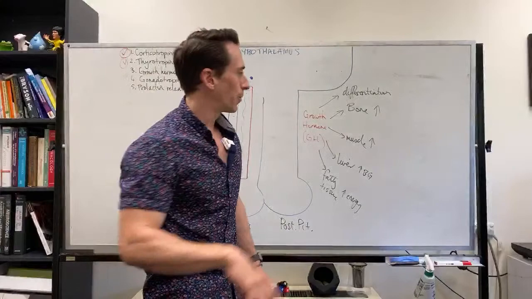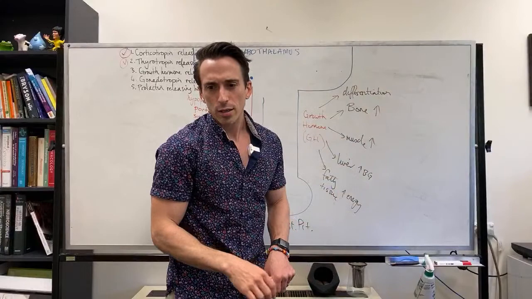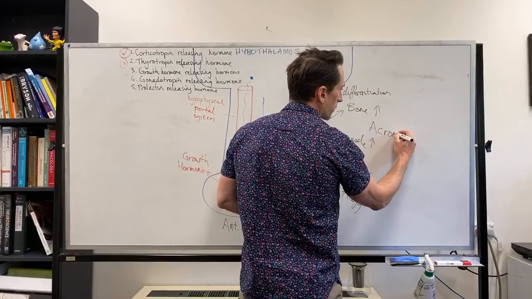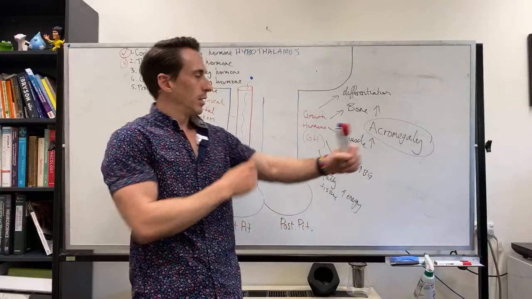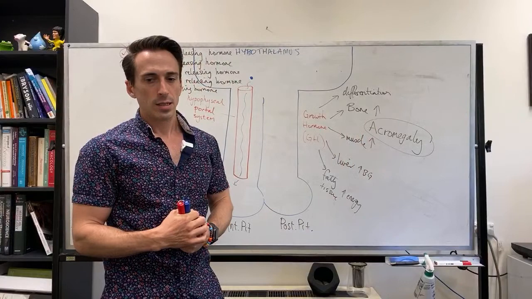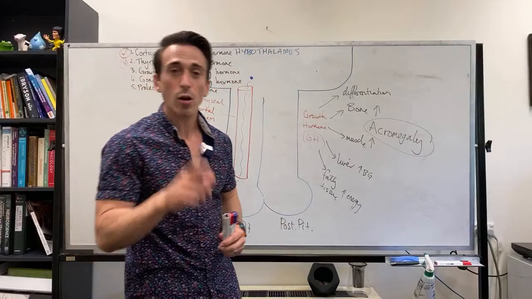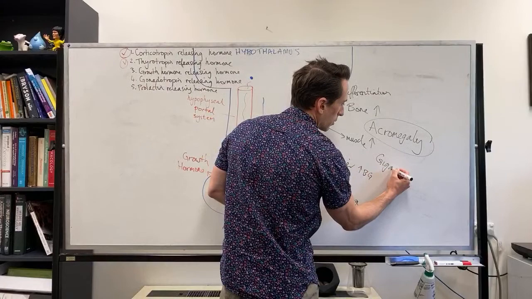So that's what growth hormone does. Let's Google something else, right? Can you Google acromegaly for me? I probably spelled this one wrong too, but that's okay. Type in acromegaly and describe what you see with acromegaly. Acromegaly is an issue with growth hormone. So look that up. Okay, thanks, Maddie. I'll address that once we finish growth hormone. And then I want you to type in gigantism.